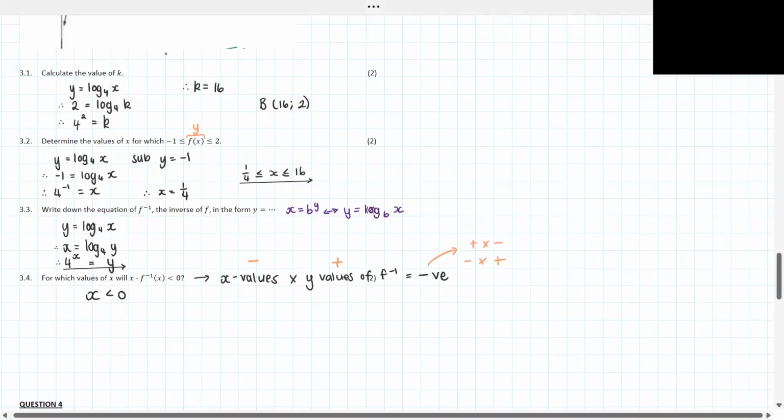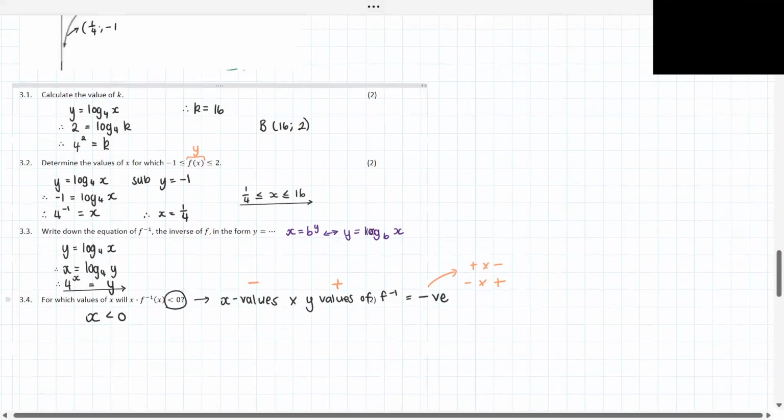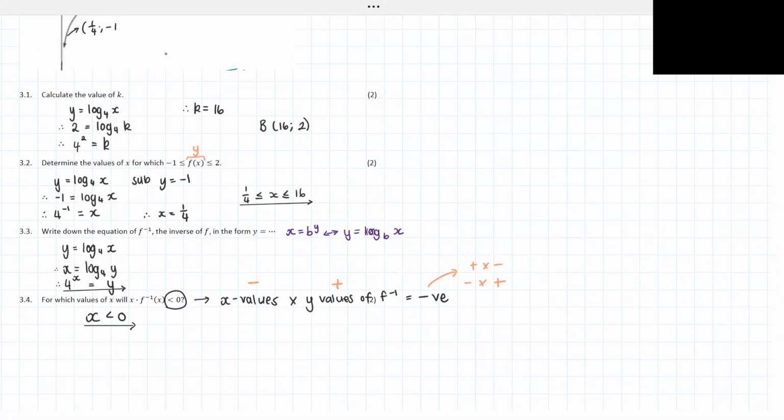Not equal to 0, because I didn't care where it was equal to 0. I just care where it is less than 0. So x is less than 0 is your x values that we're looking for. Again, it's a 2-mark question. You spend 2 minutes on it. If you get it, great. If you don't, you move on.